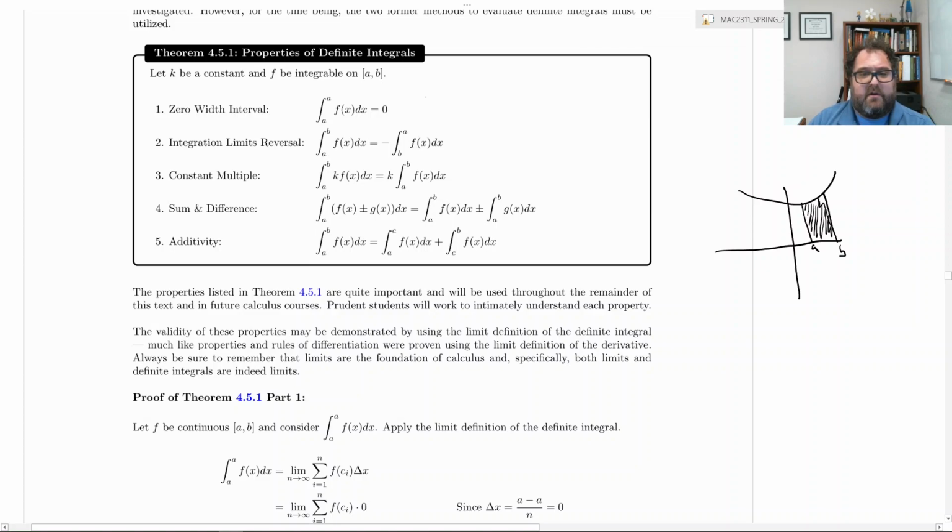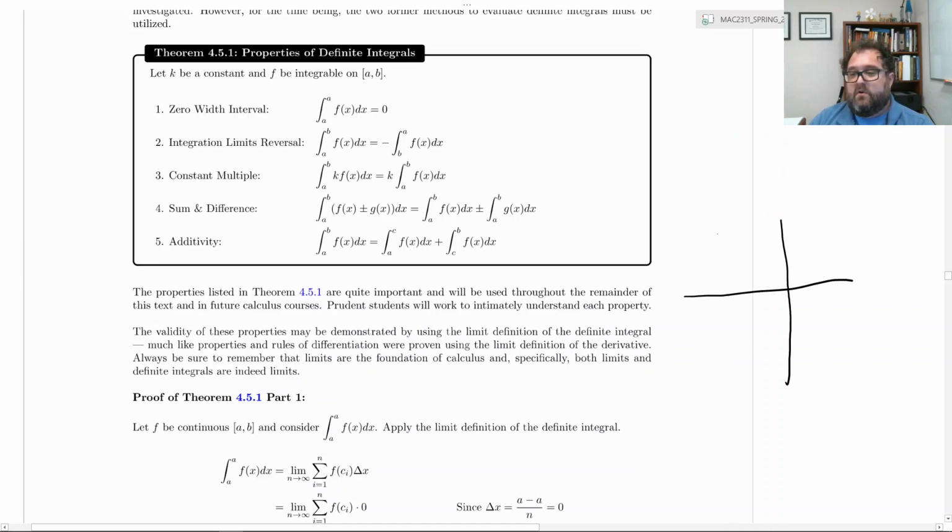Now the last example here is what I call the additivity property. And this makes geometric sense, but it also doesn't make geometric sense sometimes. But here's what it says. If you want the definite integral from a to b of f of x dx, that's equal to the definite integral from a to c of f of x dx plus the definite integral from c to b of f of x dx. Now here's the intuitive side of it.